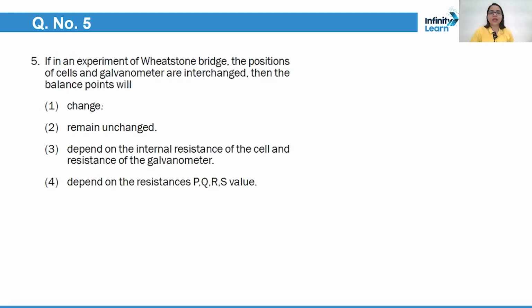Question number 5. In an experiment of Wheatstone bridge, the positions of cells and galvanometer are interchanged, then the balance point will. So if this is the balancing condition, so P upon Q is equals to R upon S. If you interchange the position of galvanometer and cell, then you'll get P upon R is equals to Q upon S. So either ways you'll get the same result. So balance points will not change. It will remain unchanged, right? So correct answer is option 2.